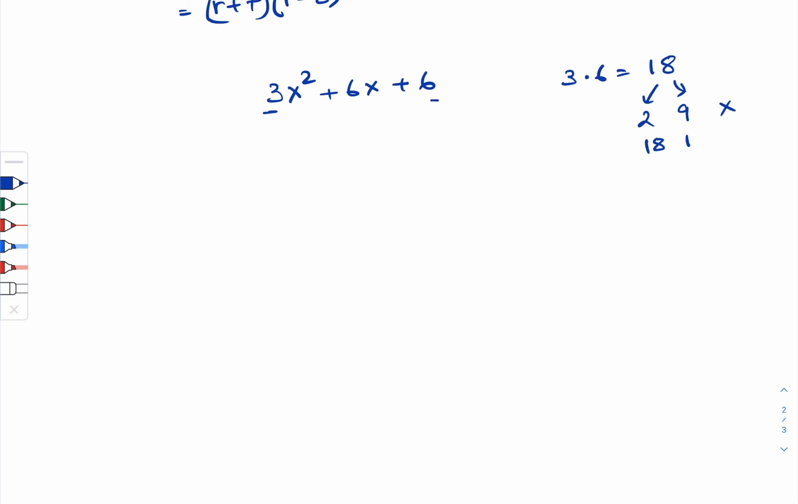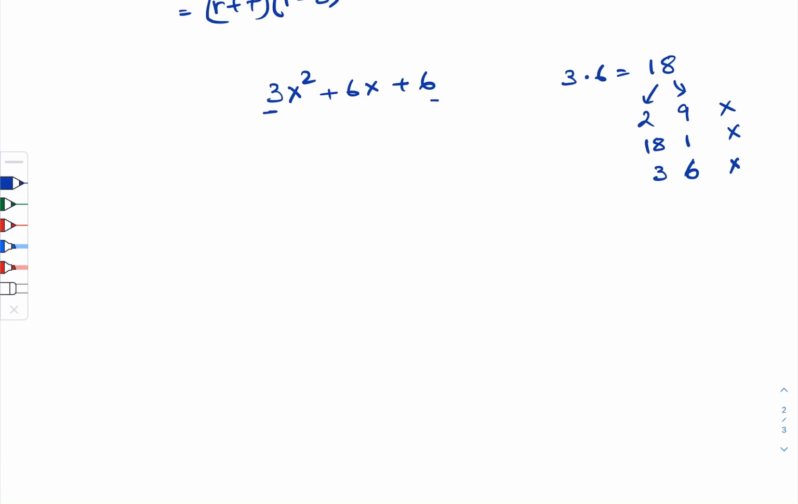Well, no combination of 2 and 9 is going to give me positive 6, so that's not possible. How about 18 and 1? Again, that's not possible. 3 and 6. 3 plus 6 is 9. 3 minus 6 is negative 3. Or vice versa, it's going to give me 3. So again, that's not possible. So it's interesting, and I believe those are the only 3 combinations you'll get out of 18, and none of the combinations work.